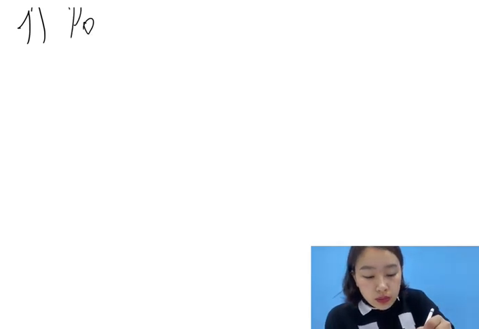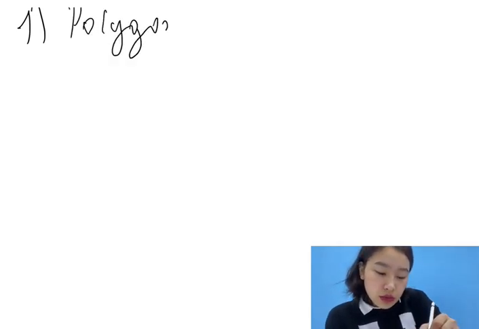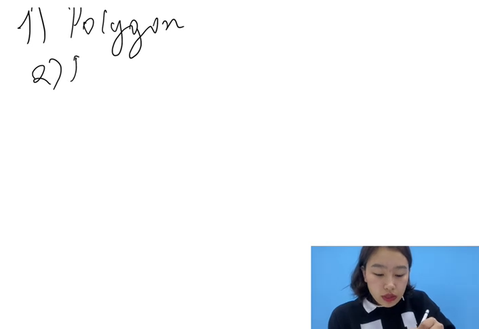This is the second part of the vector operations, and today we will have the addition method and the multiplication method. So here, the first one will be the addition, yeah. The addition method has the polygon and also the parallelogram method. The parallelogram method.